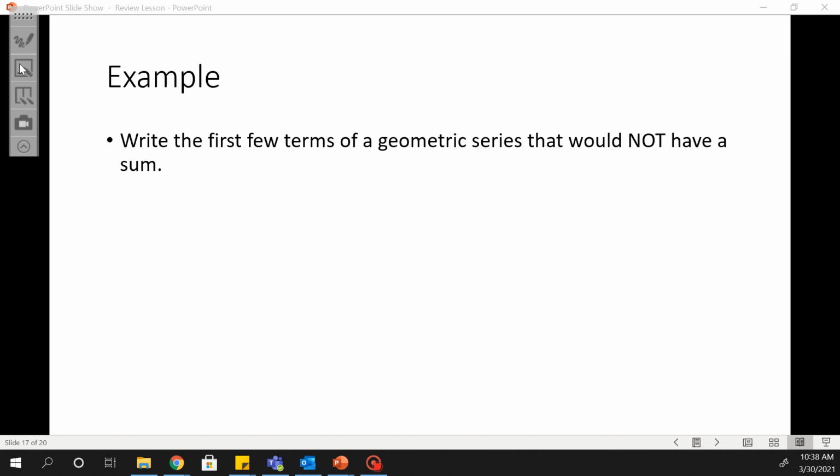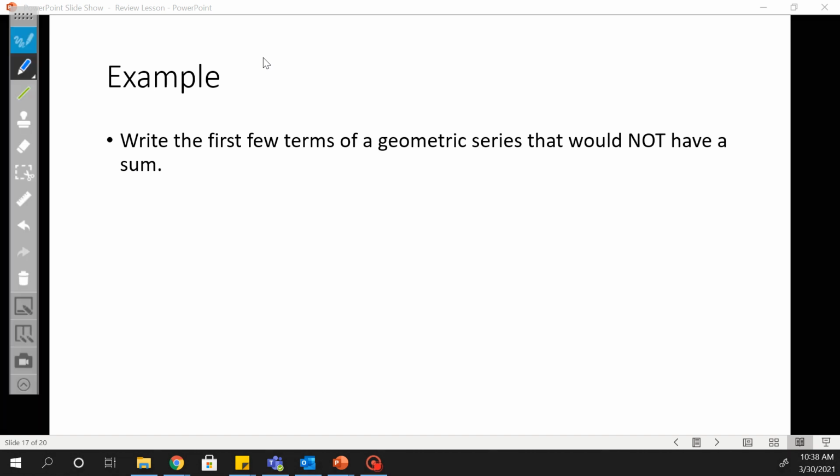Write the first few terms of a geometric series that would not have a sum. Okay, so this would need a common ratio that is not between -1 and 1. So it doesn't matter what first term you start with. So maybe I'll start with 9. I need a common ratio that's not between -1 and 1. So like 2. Sure, that works. So 9, 18, 36, 72.